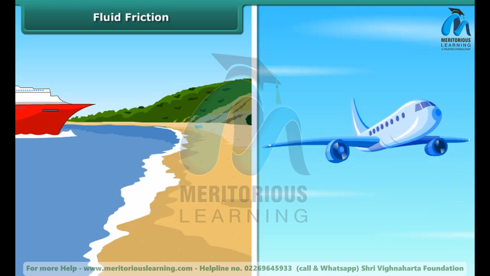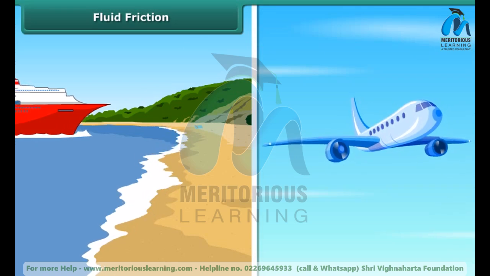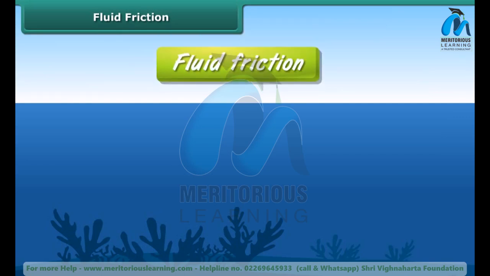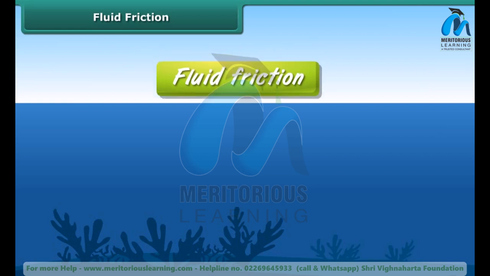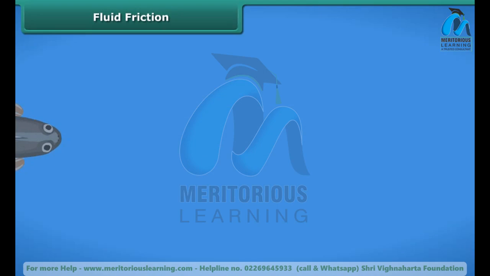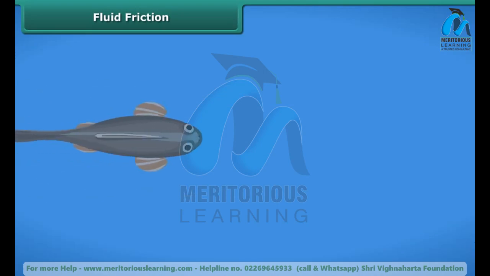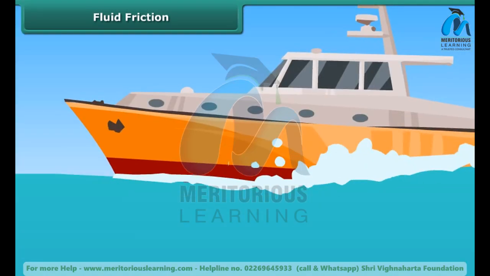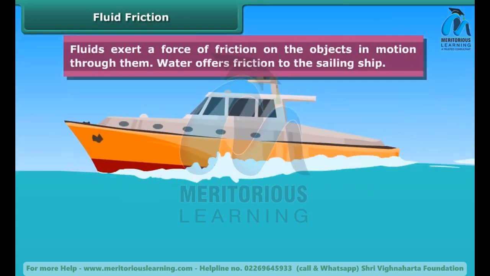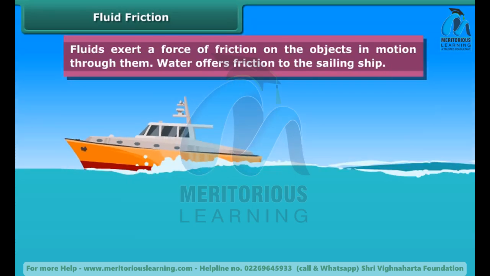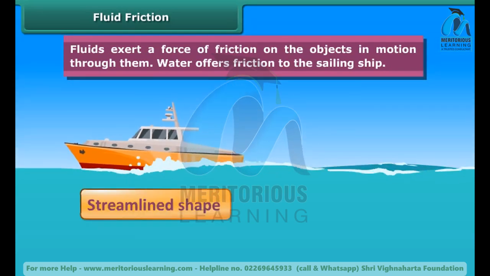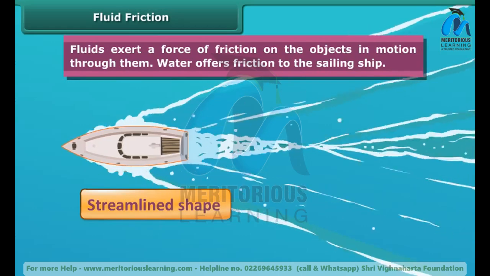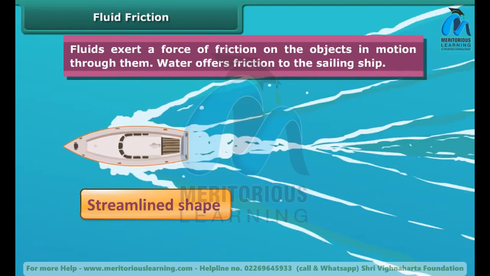It is not only the ground which offers force of friction on the body moving along its surface, even water and air exert frictional force. In science, the common name of gases and liquids is fluids. Let us look at some examples of fluid friction. The streamlined shape of fishes helps them in reducing the force of friction between their body and the water through which they move. Boats and ships are narrow in front and sloping on sides. This is known as streamlined shape. Streamlined shape reduces friction from the fluid medium through which these objects move. Water offers friction to the sailing ship.